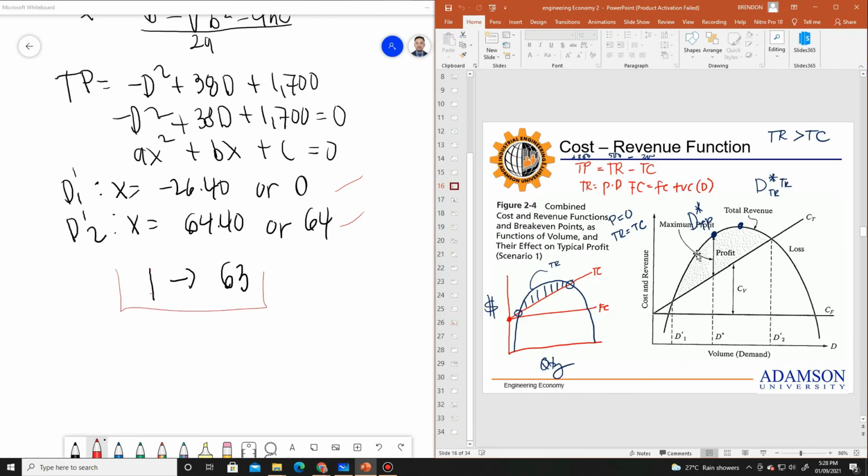To better understand this, our D prime sub 1 is located here, and our D prime sub 2 is located here. And the profitability range is from here to here. Thank you very much.